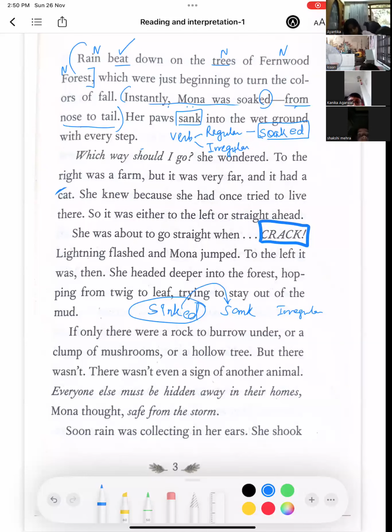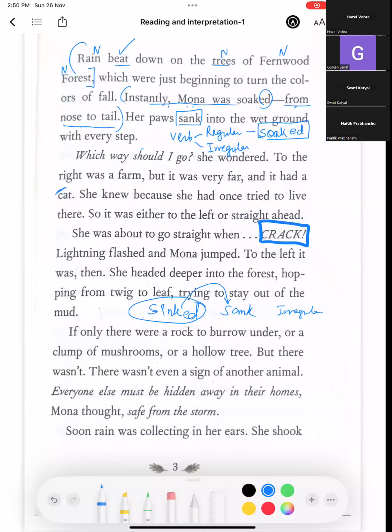She was about to go straight when crack. Lightning flashed and Mona jumped. To the left it was then. She had a deeper... Mute yourself. Please, please. Please mute yourself, everybody. Hazel, mute yourself.